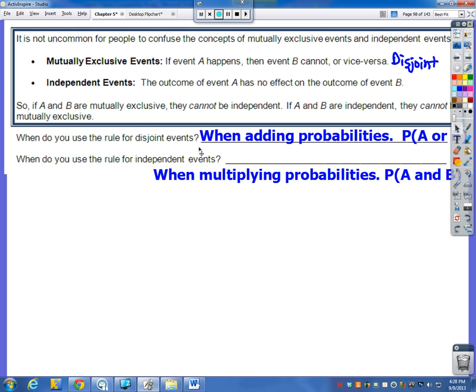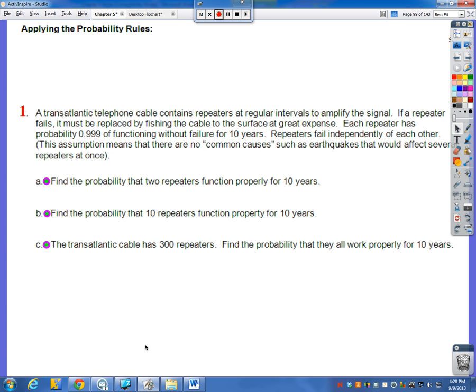When do you use the rule for disjoint events? It's when we're adding probabilities, which means we need to see an OR. And when do we use the rule for independent events? It's when we want to multiply. And our key word here is and. So, applying our probability rules here.